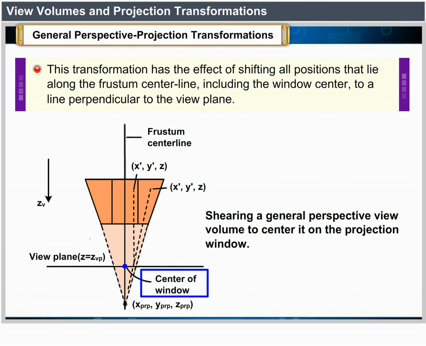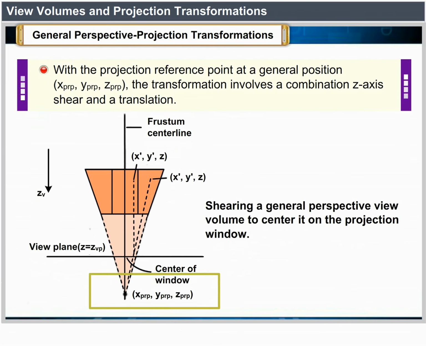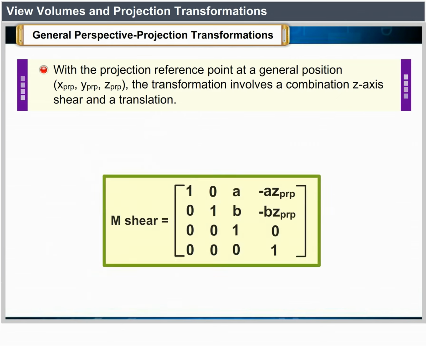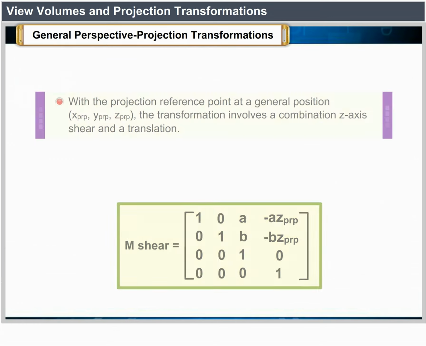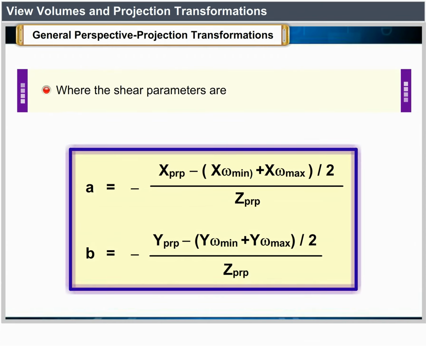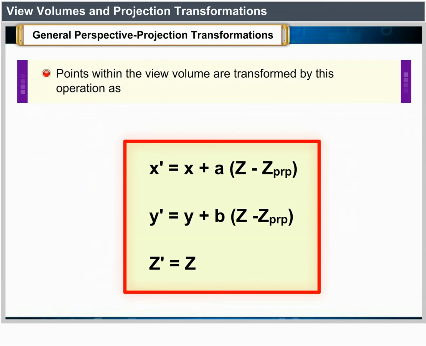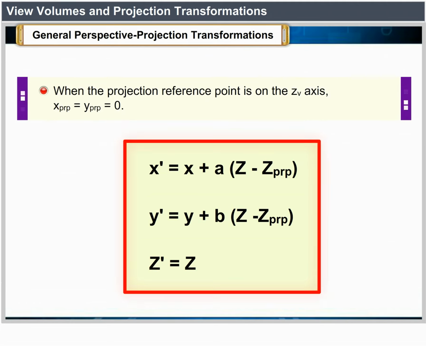With the projection reference point at a general position xPRP, yPRP, zPRP, the transformation involves a combination z-axis shear and a translation, as shown below, where the sheared parameters are as shown in the equations below. Points within the view volume are transformed by this operation as x dash equals x plus a times z minus zPRP, y dash equals y plus b times z minus zPRP, z dash equals z. When the projection reference point is on the ZV axis, xPRP equals yPRP equals 0.